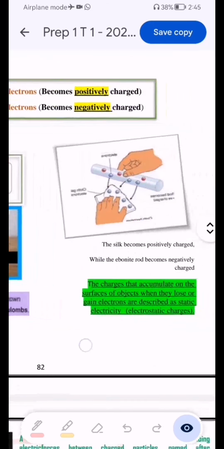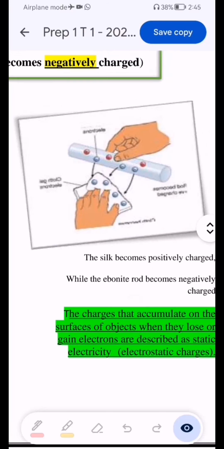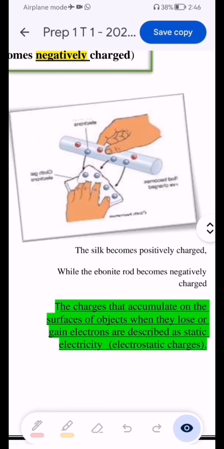Okay? Look at this picture. We have a piece of silk and an ebonite rod. When we rub them together, the silk will lose electrons and become positive, and these electrons will accumulate on the surface of ebonite and it becomes negative.